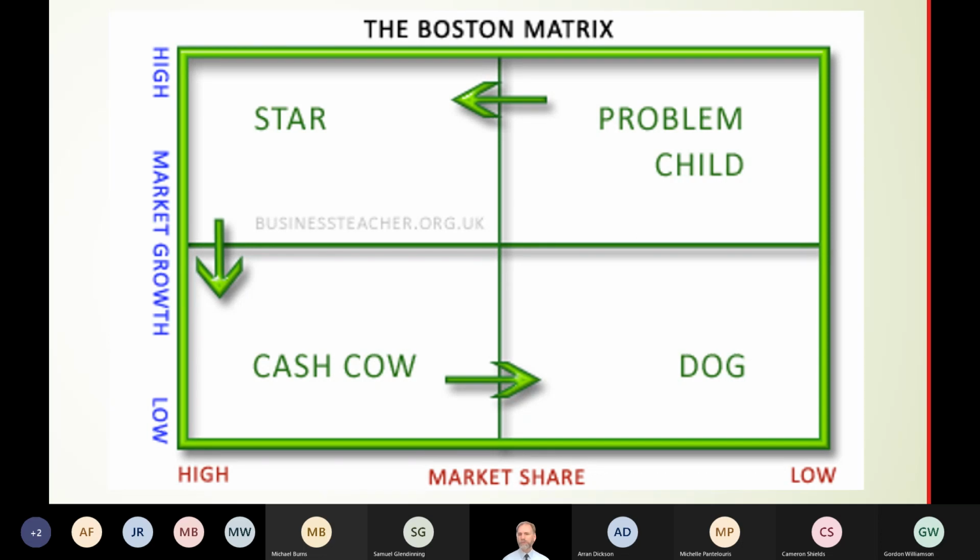Now, I've missed one box, the problem child box, because that's the one, as the name suggests, where it becomes an issue. What actually is this product? You've got a product that has the potential to be good. So you're in an area of high market growth, but you don't have a lot of that market. So if your plans work, you can start to sell more, you can get higher market share, and your product becomes a star. On the other hand, your low market share product could be stuck in a place where the market growth is low, so it becomes a dog.